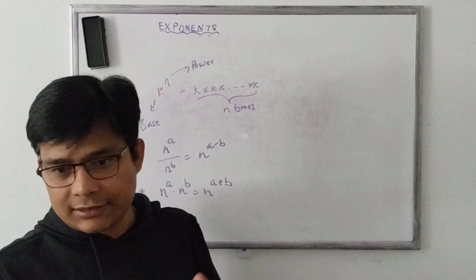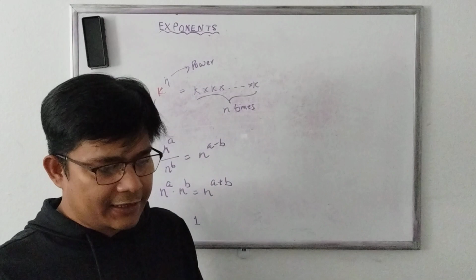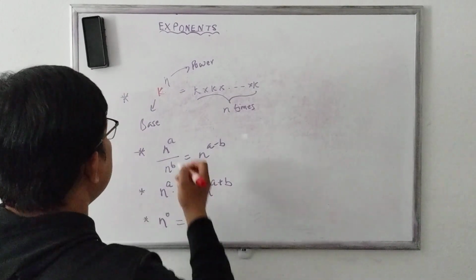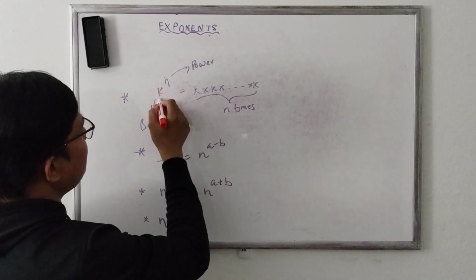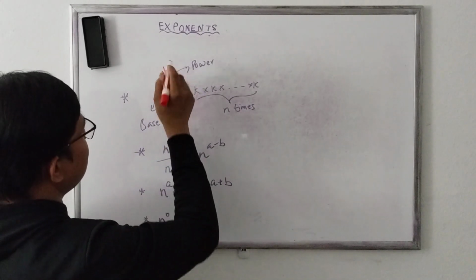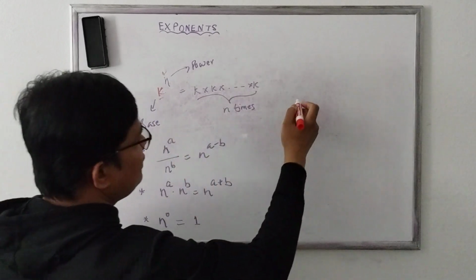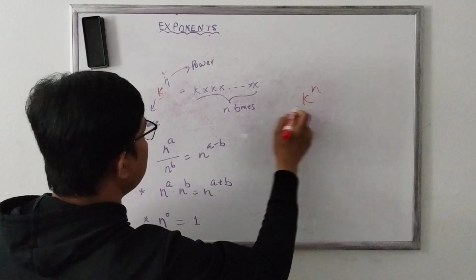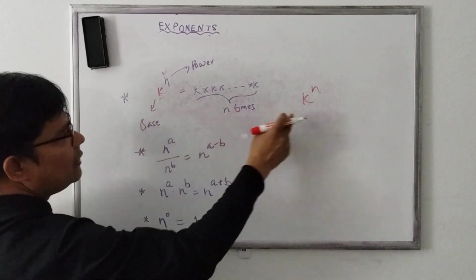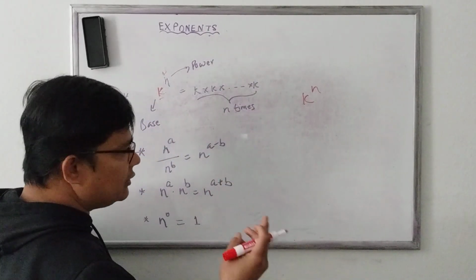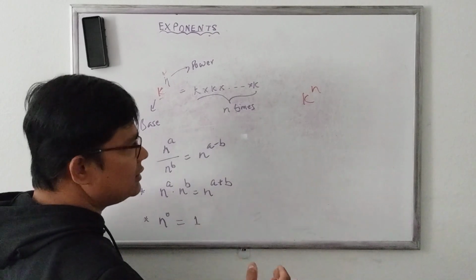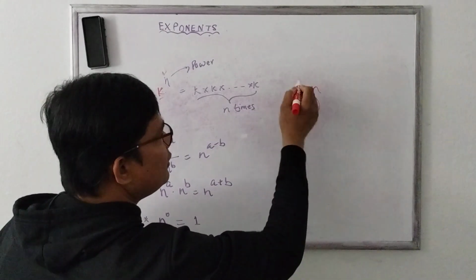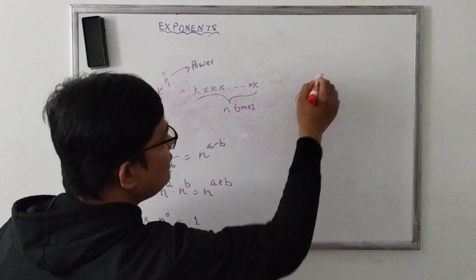So exponent is nothing; it's just the multiplication of the same number k times. So let's say this is a number k and this is n. We write the exponent like this, k power n. K is called the base. K can be any number: a decimal, fraction, integer, or any number. But n is an integer.